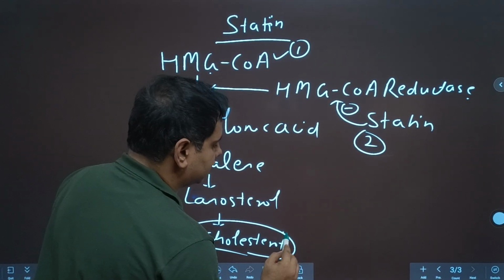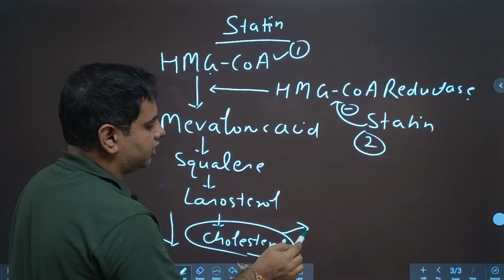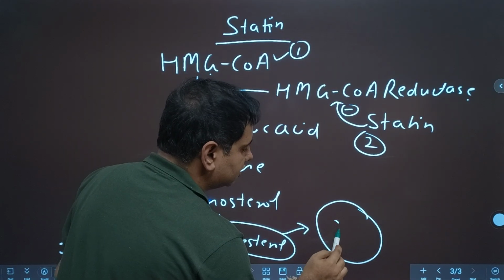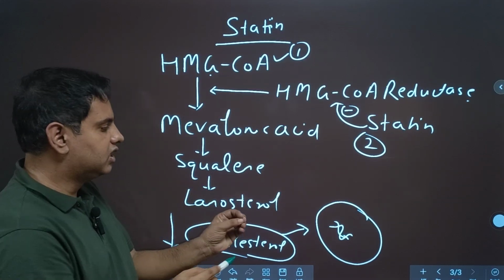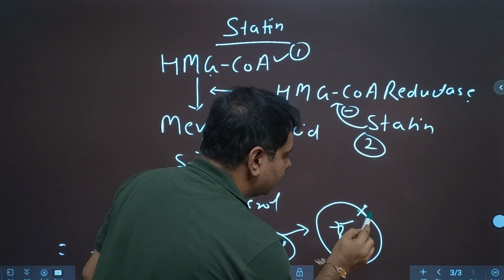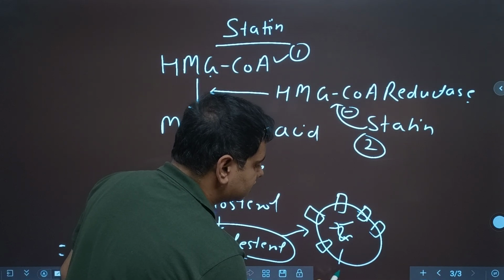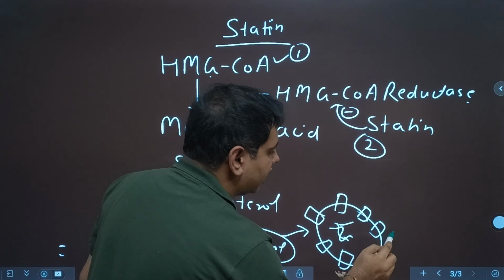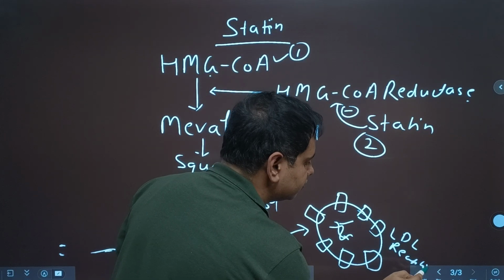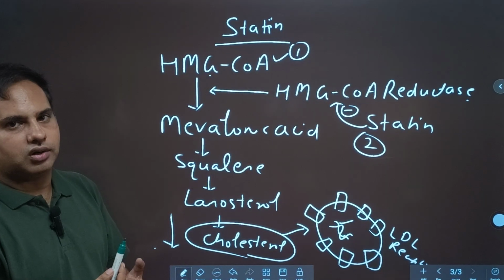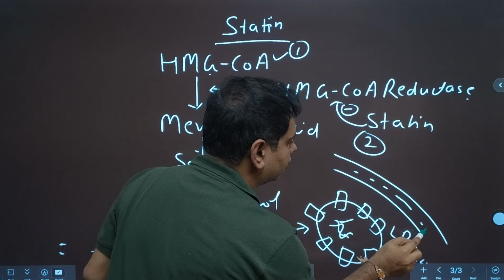What will the hepatocytes, the cells of the liver, do? They will carry out the transcription and translation process, and by that process they will do more synthesis of receptors, receptors for LDL, to take up the cholesterol. From where will they take the cholesterol? They will take it from your blood circulation.